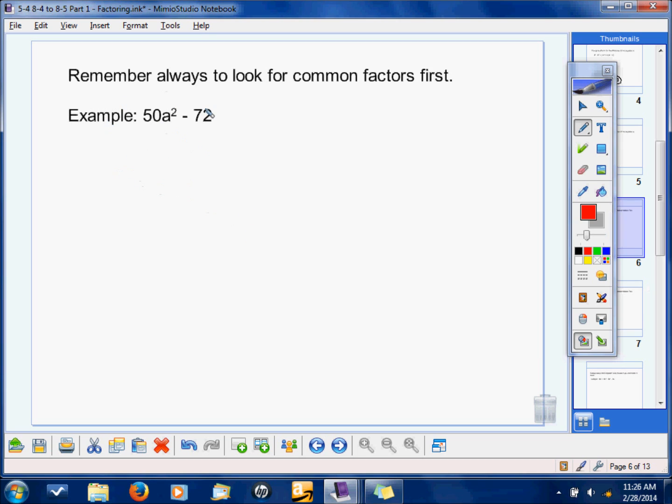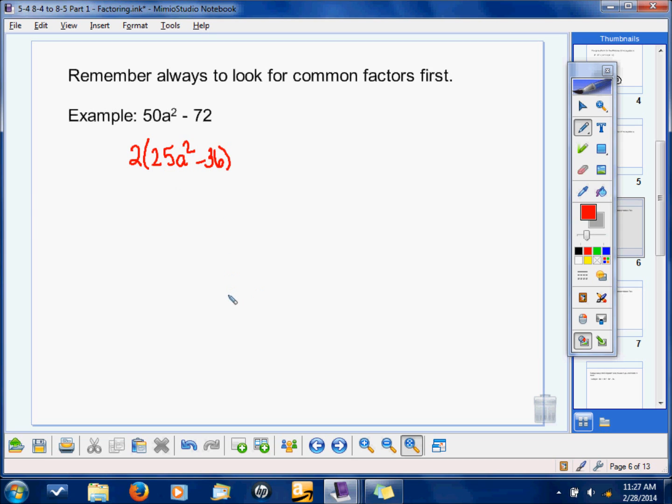So we're moving on to this one, which is the next example. We need to always look for common factors first. Here we have a 2. So we start off always, if there are common factors, bring them out first before you try something else. So 2 goes into 50 how many times? 25. And 2 goes into 72? 36 times.